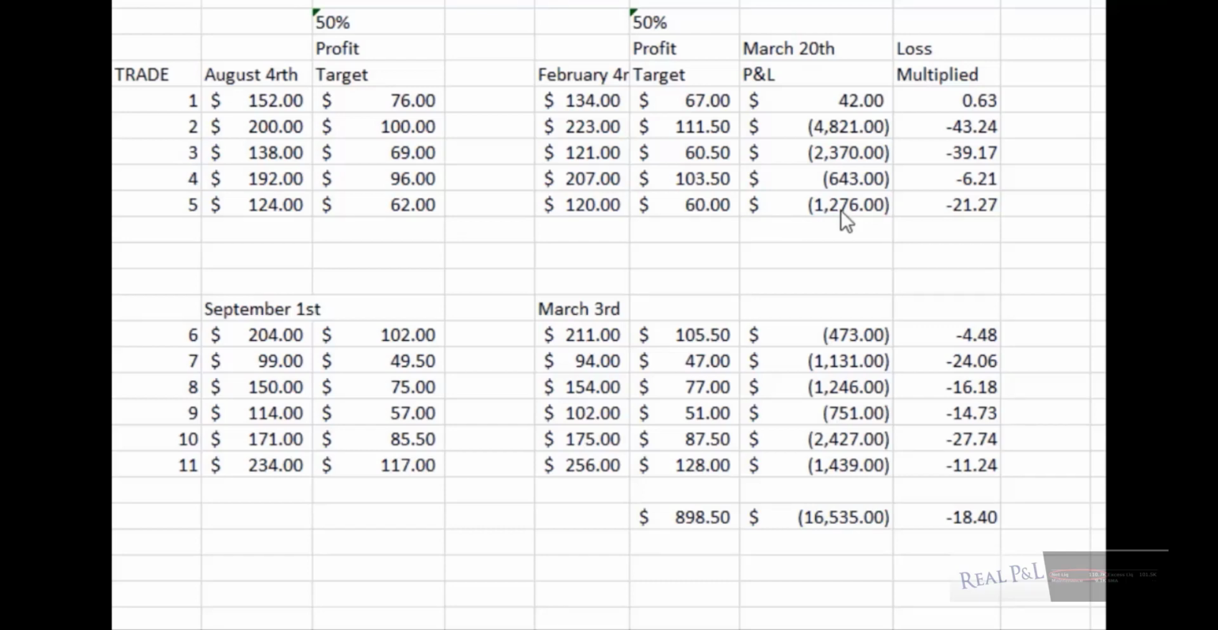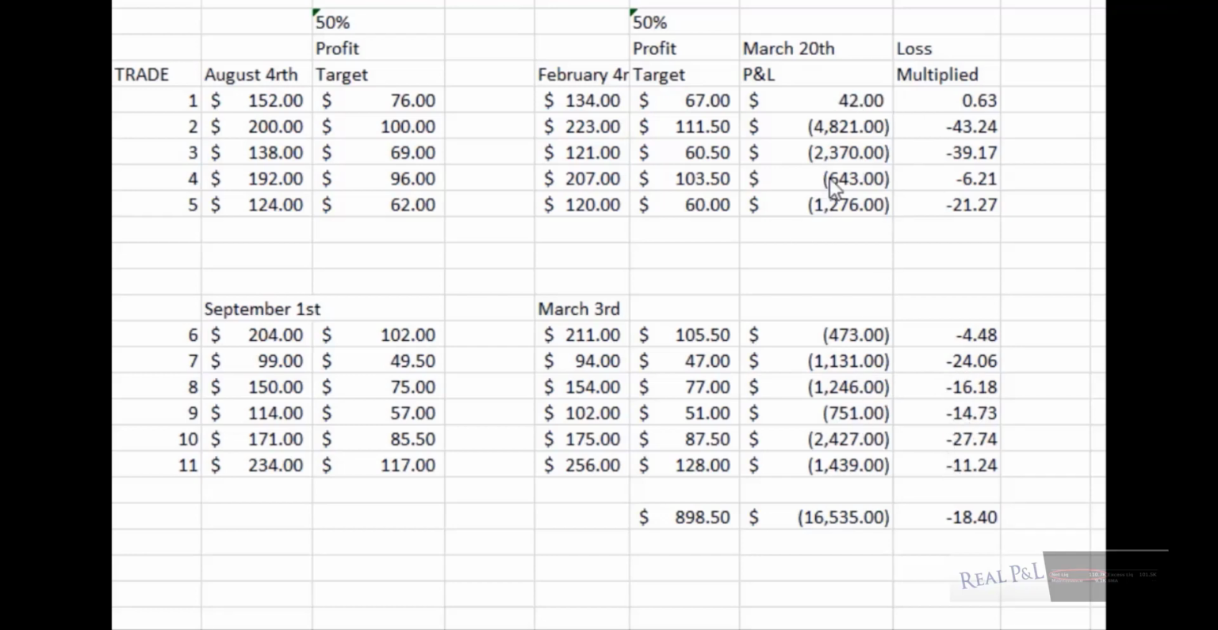I mean, it's huge. And then this expiration cycle was a little more forgiving because it's further out, and there's a concept called weighted vega, and that's the reason why these further out ones weren't as punishing as the closer in expiration cycle. But you can see the multiplier, this thing lost 4 times what it was trying to make. This lost 24 times the amount of money that it was trying to make, 16 times, 14 times.